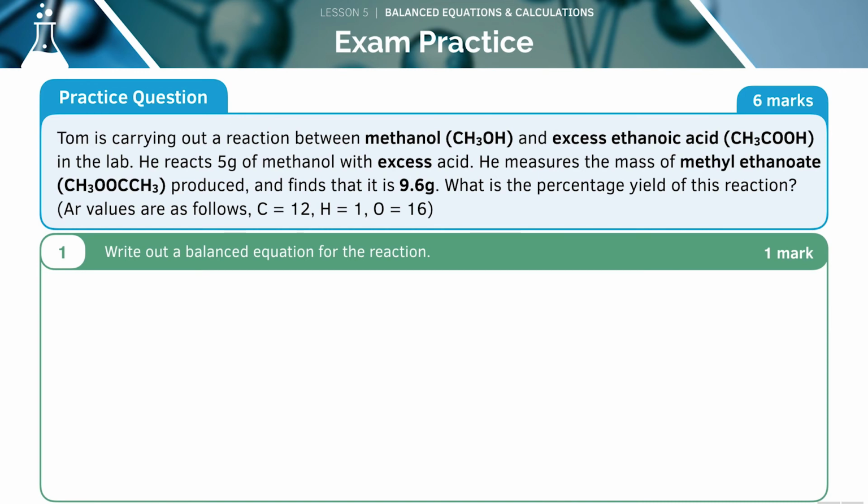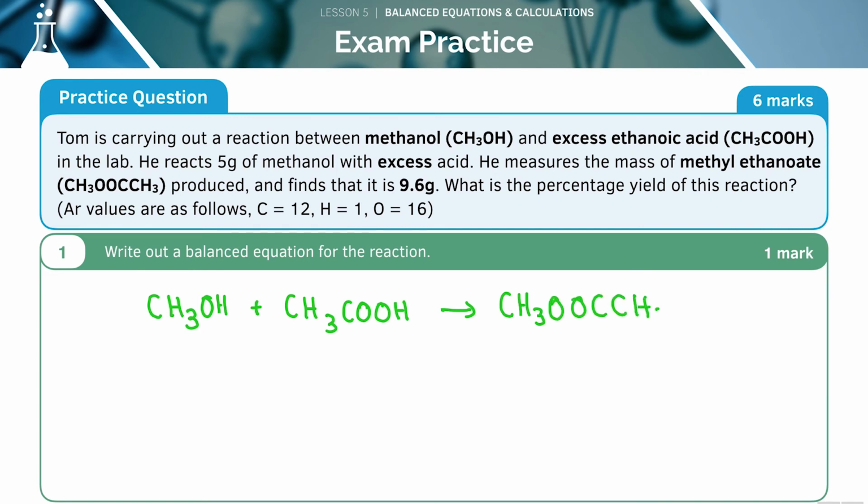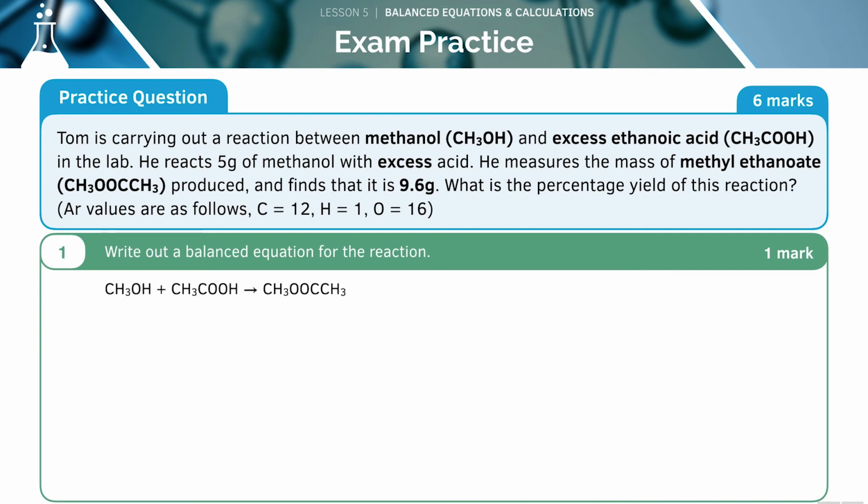First, we need to write out a balanced equation for this reaction. So here we would have CH3OH plus CH3COOH going to CH3OOCCH3.